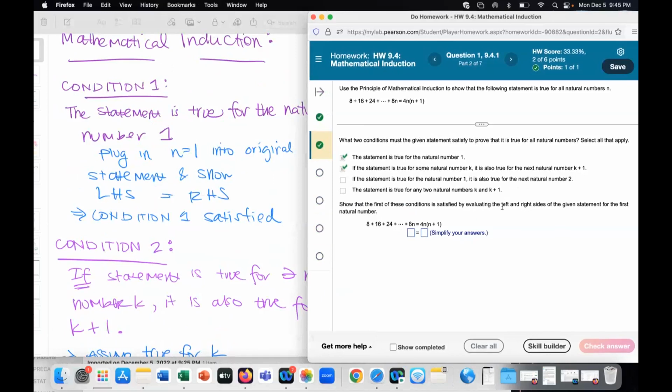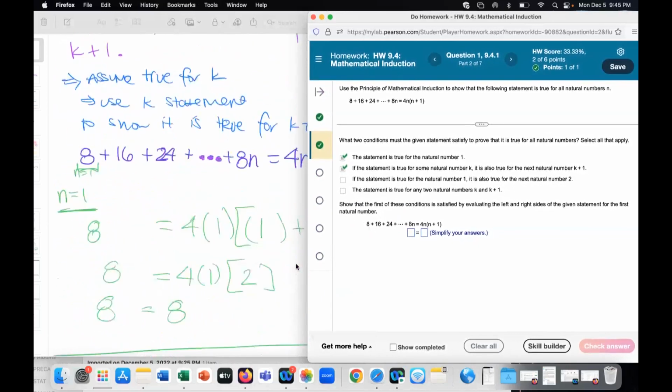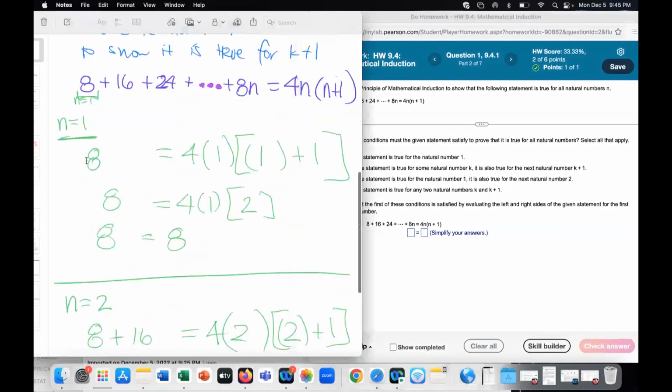And evaluating the left and right sides of the given statement for the first natural number. The first natural number is 1. That's going to be n equal to 1, okay? So we actually have already done this. This was what we did right here on screen. So this is our first case, and this is what they're asking you to do, right? So this is going to be this part 2, if you will. So I'm just going to highlight it in a purple.